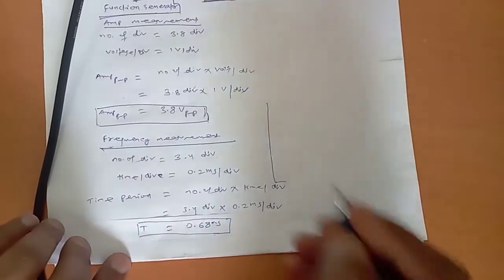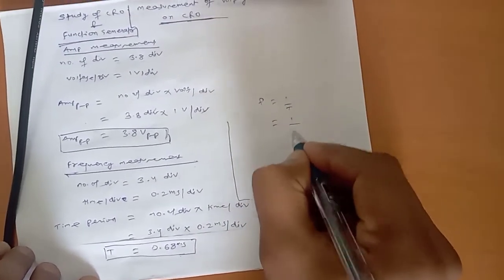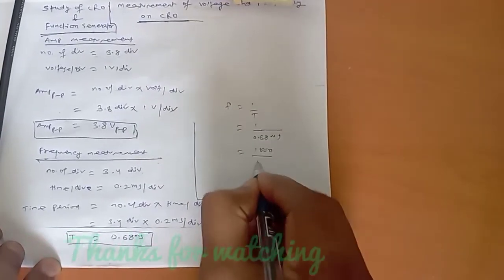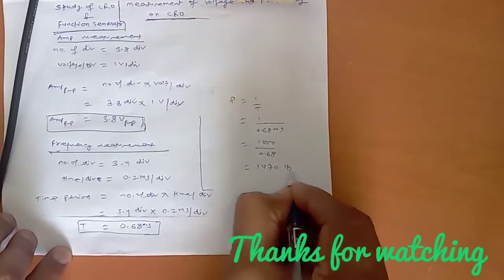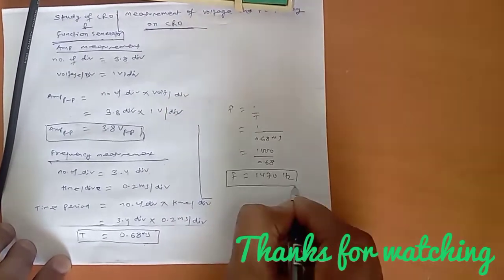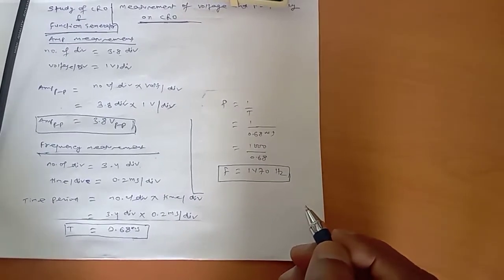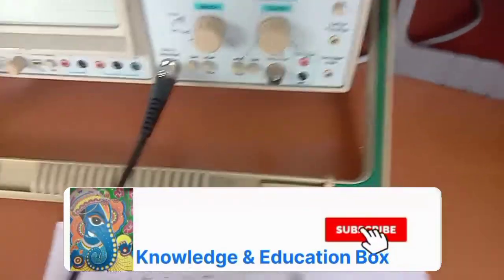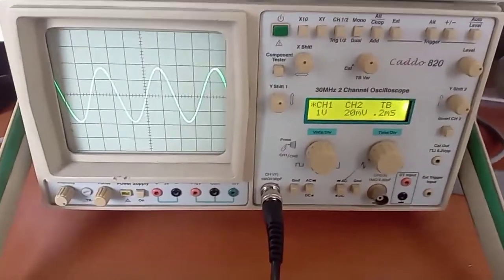Now we can calculate the frequency. Frequency F is equal to 1 upon T, that is 1 upon 0.68 millisecond. So this will be equal to 1000 upon 0.68, which is approximately 1470 hertz. So the frequency is equal to 1470 hertz. In this way we can calculate the frequency of the waveform on the CRO. So now we have learned how to calculate the amplitude and frequency of the waveform on the CRO. Thank you.